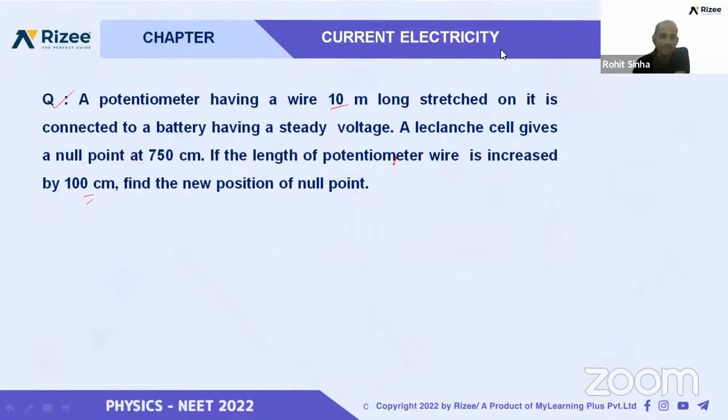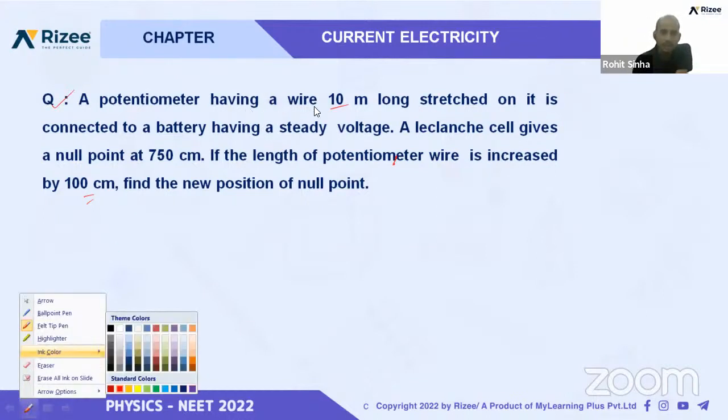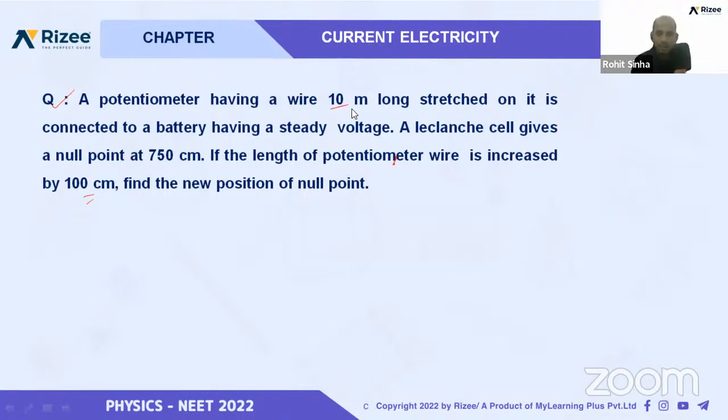Try this question. You should try now. Okay, I give you some hint. It is telling that a potentiometer wire having 10 meter length is stretched and connected to a battery having a steady voltage. Okay, no confusion. It is only telling that the battery is having constant voltage. If not given also, we assume it. Okay, one type of cell, like that Daniel cell, galvanic cell, like this also one cell.